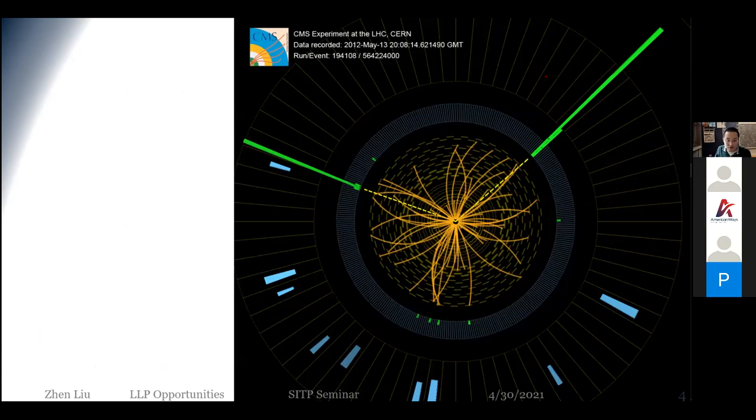And then how to search for them? This is, again, a simple picture. In this transverse plane of the detector, we collide particles and we detect the decay particles. So this is obviously a simple event with a pair of photons. We do the Higgs discovery like this.